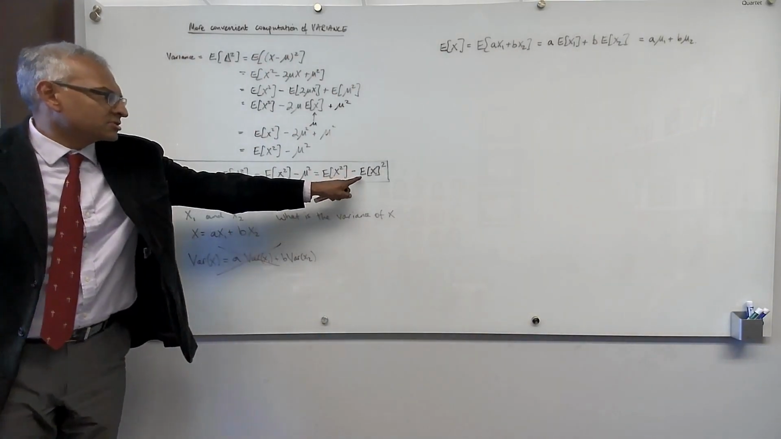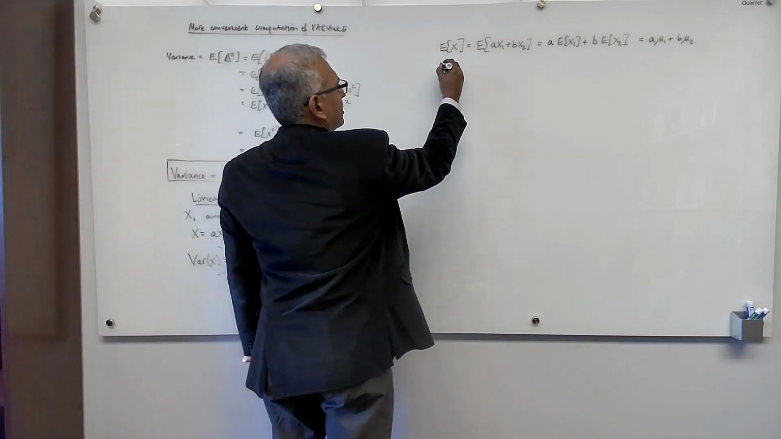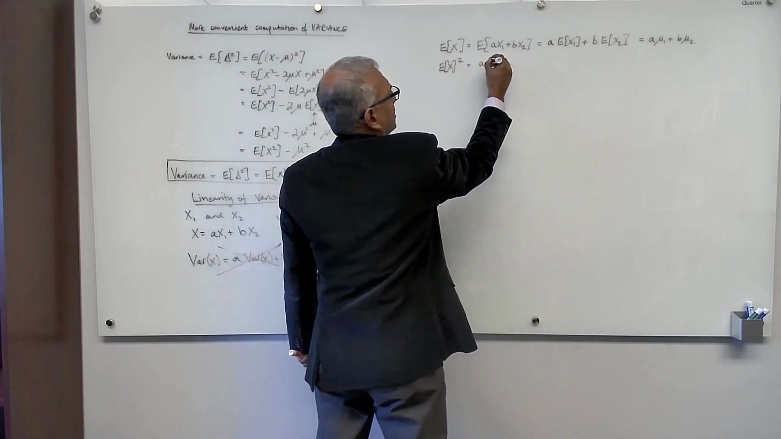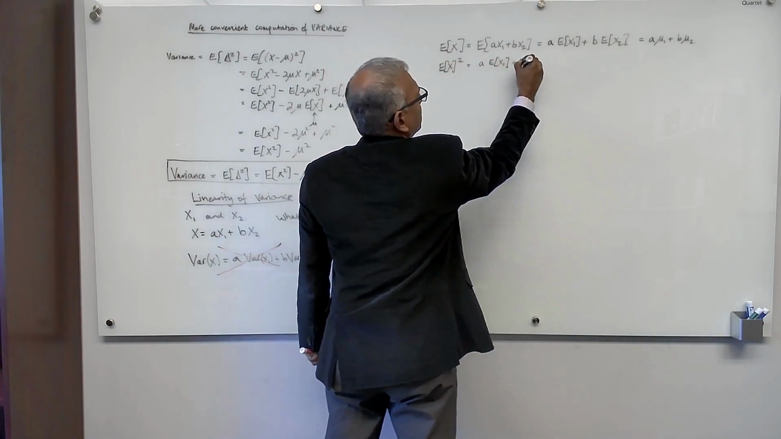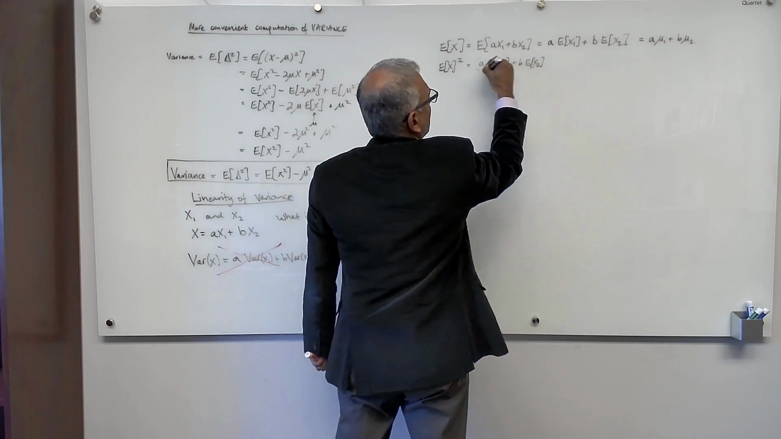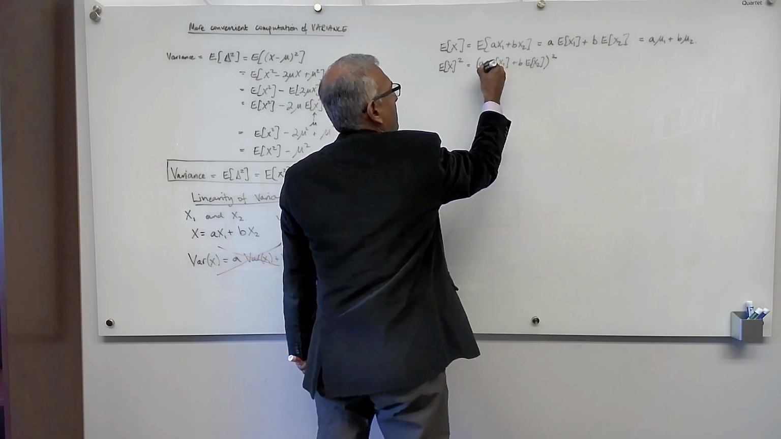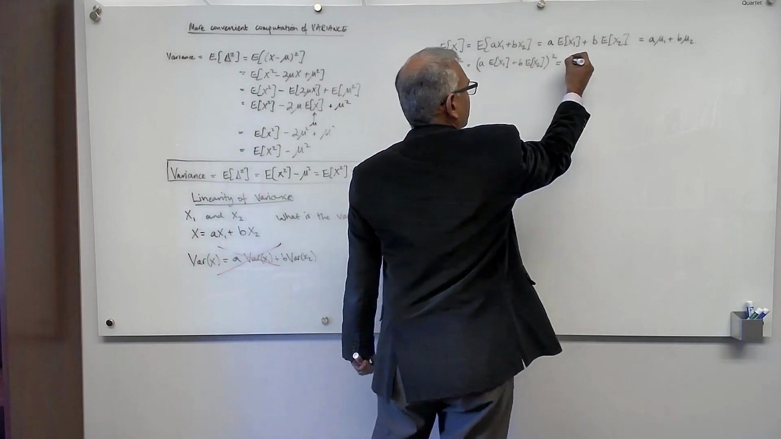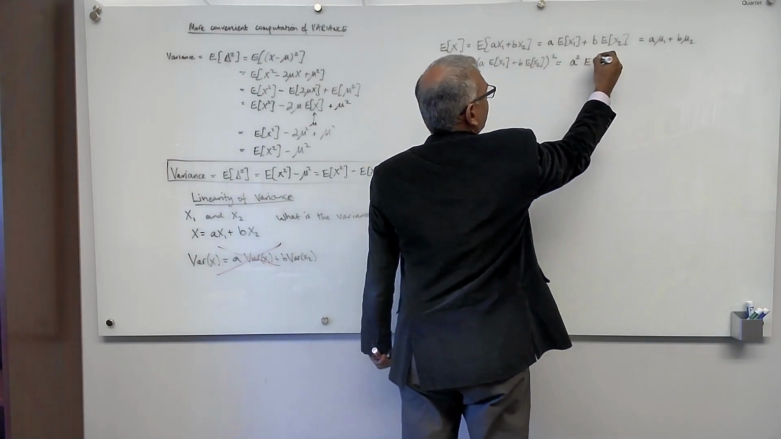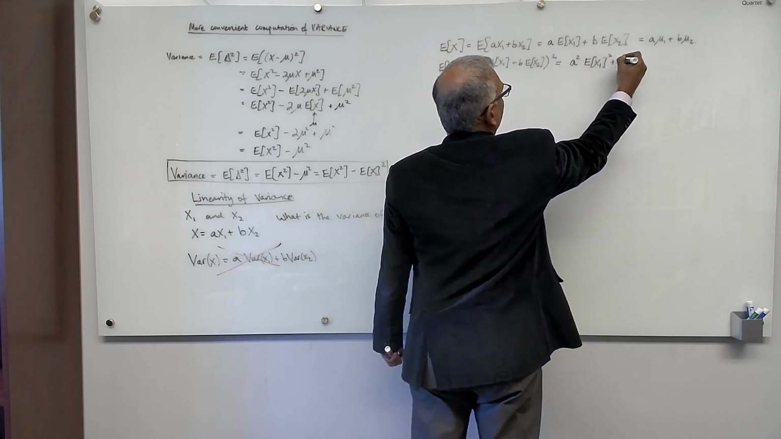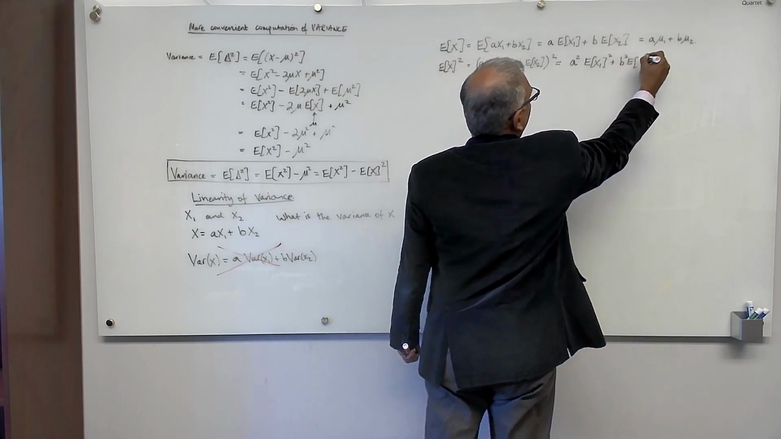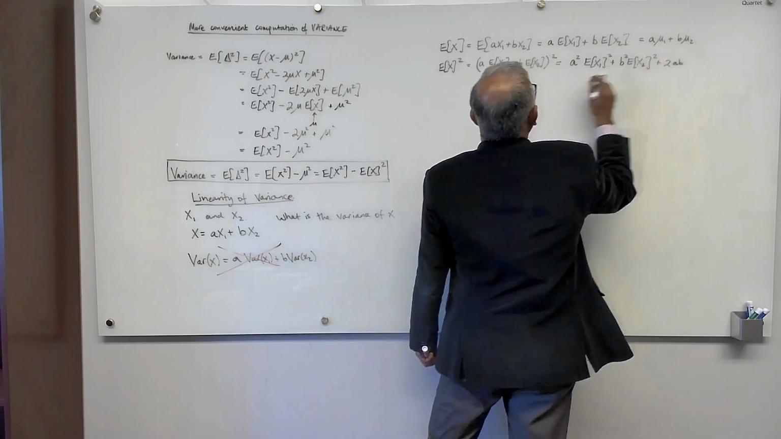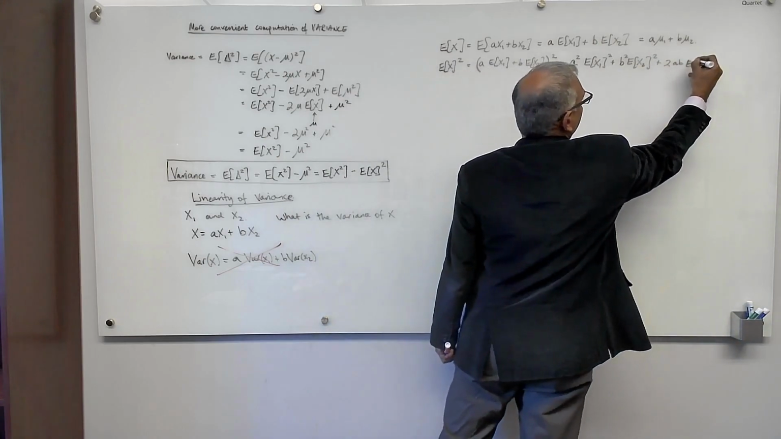And what I'm going to need is the square of the expected value of X, which is the square of this quantity: a times the expected value of X1 plus b times the expected value of X2, squared. Now we can just multiply out this square. These are all numbers, so we all know how to do this. This is a squared times the expected value of X1, squared, plus b squared times the expected value of X2, squared, plus twice ab times the expected value of X1 times the expected value of X2.